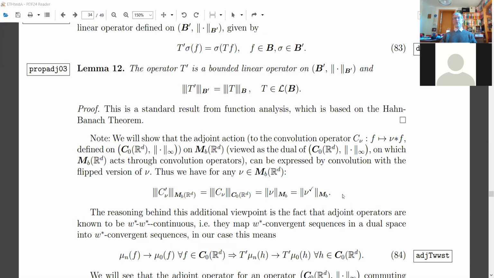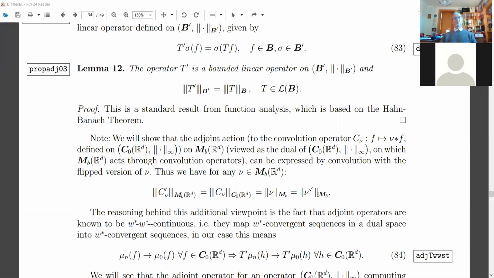F goes to F flip on the functions, on C0 or on CB. And we can induce from this a flip operator on the measures. This flip operator, of course, by the way, maps delta of x to delta of minus x. So it replaces the argument or the action from a positive x to a negative x.